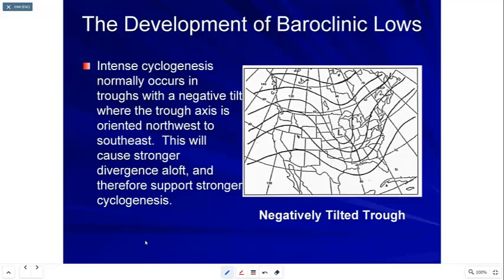What do negative tilts do? They will enhance the amount of diffluence out ahead of the system. Therefore, they could support stronger cyclogenesis.